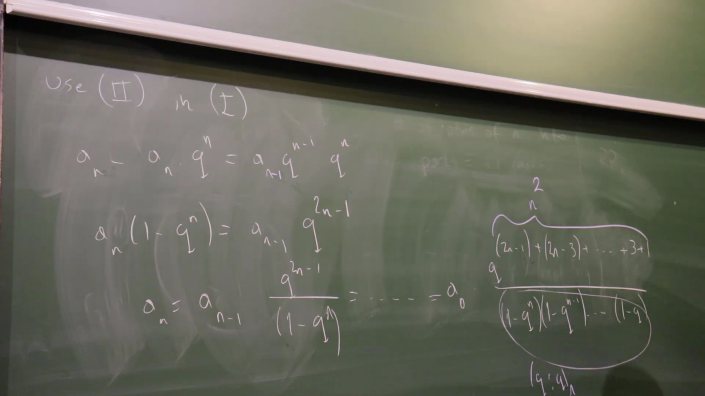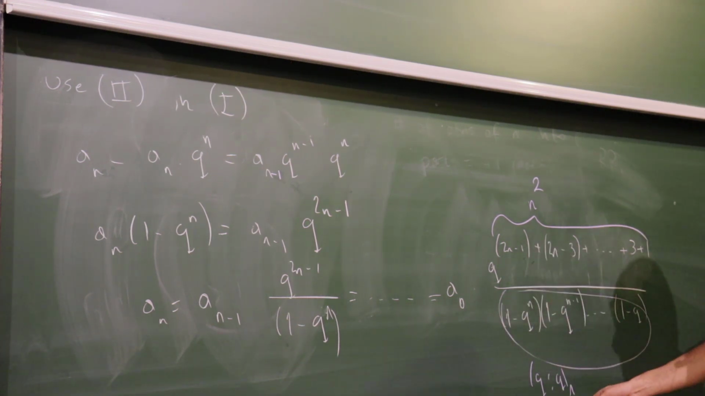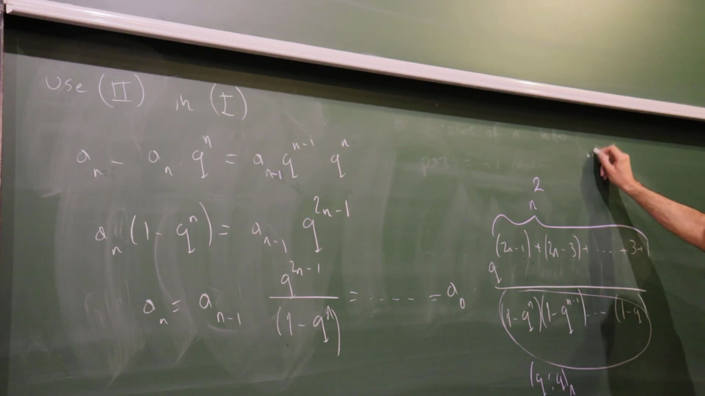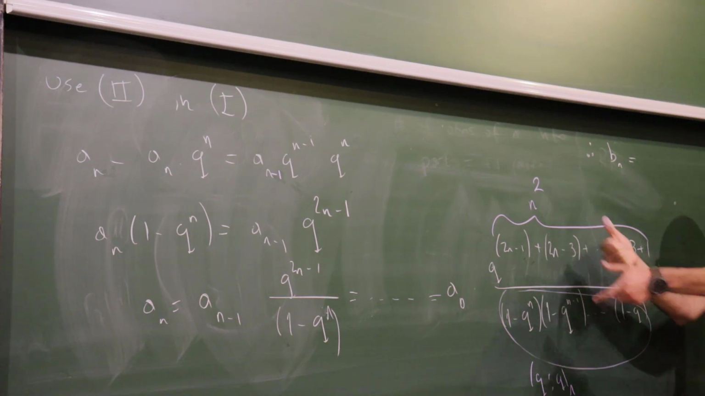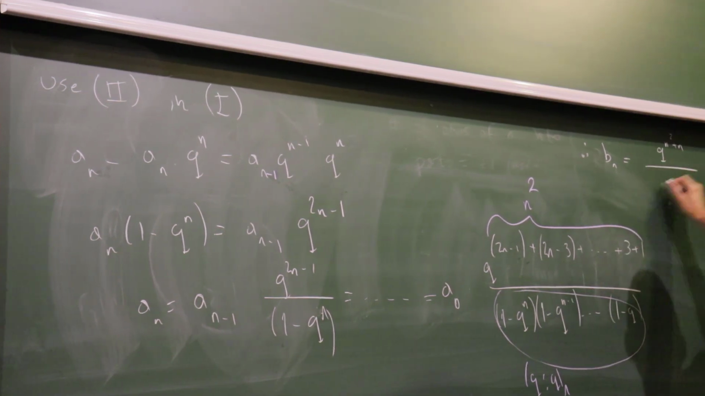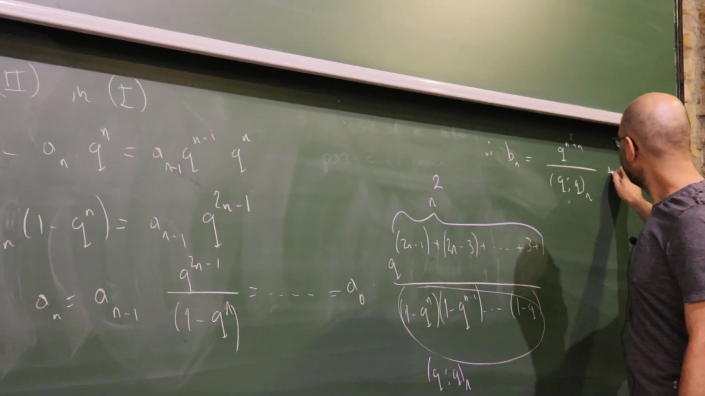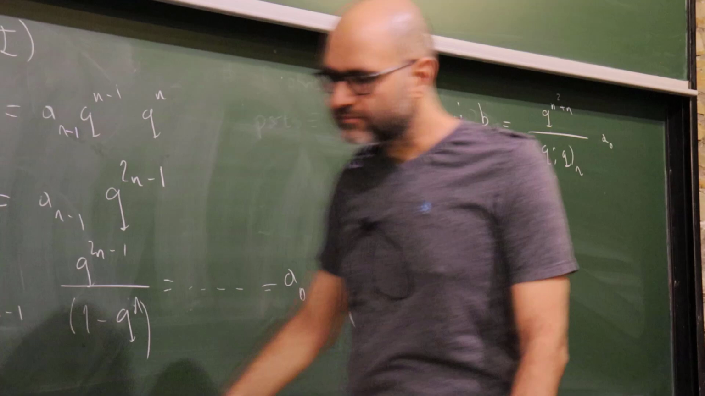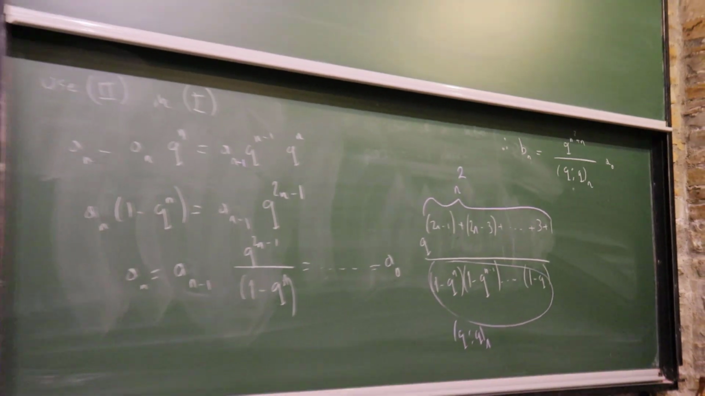Very good. We figured out what A sub n is. Depending on A sub 0, this is q to n squared divided by q sub n. Therefore, B sub n will be this thing times q to n. So it's going to be q to n squared plus n divided by q sub n times A sub 0. We are done. If only we knew A sub 0.